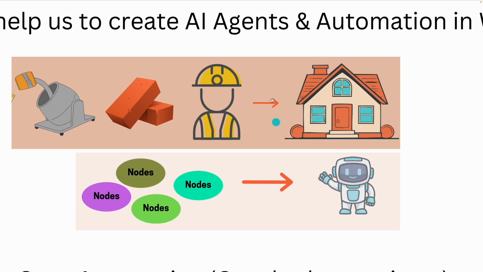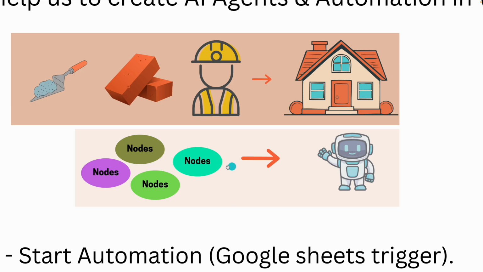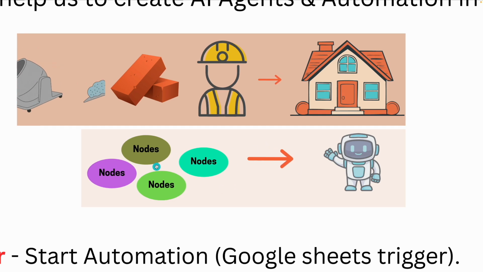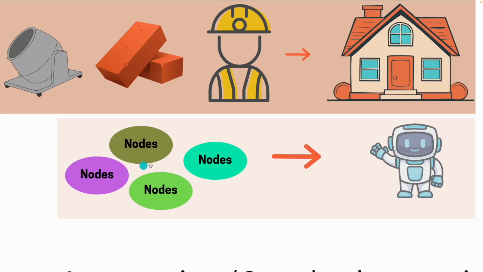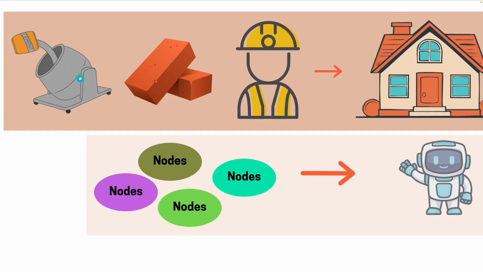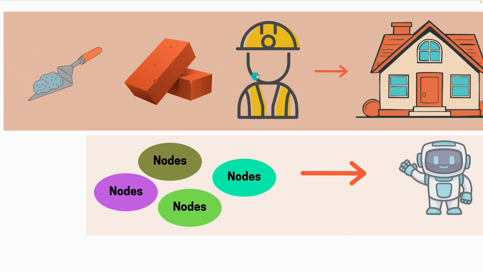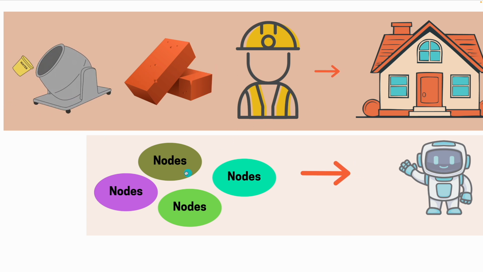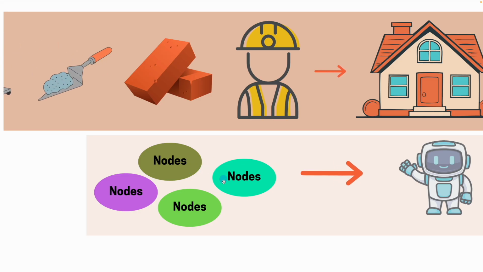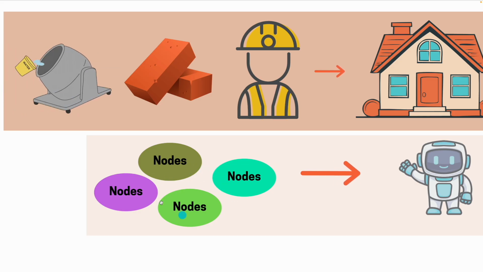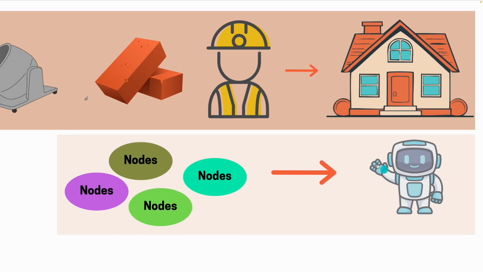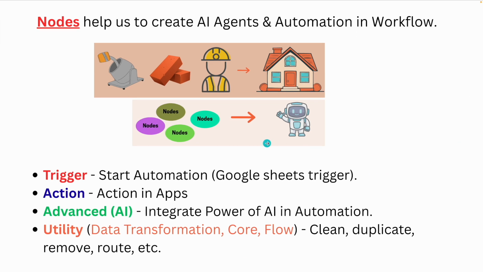When we talk about building AI agents and automation, to build any of them you require nodes. Nodes are small elements that work together to build AI agents and automation. Like for a house, we require various elements like water, bricks, cement, labor, all working together. In the same way, there are different types of nodes, we require all of them, and using them we can build our AI agent and automation. I will show you practically.